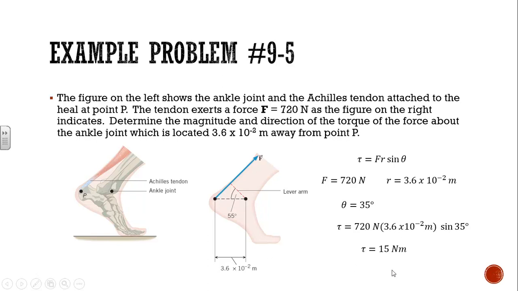So if we plug it in, we can calculate the torque, and torque is given in the units of newton meters. So 15 newton meters is the torque that the Achilles tendon is putting on the ankle joint. Now, whether or not that's a big torque will depend on what you have on your foot. If it's just a bare foot, this is probably a pretty decent torque. If you have a 15-pound weight on the end of your foot, maybe this isn't that big of a torque.